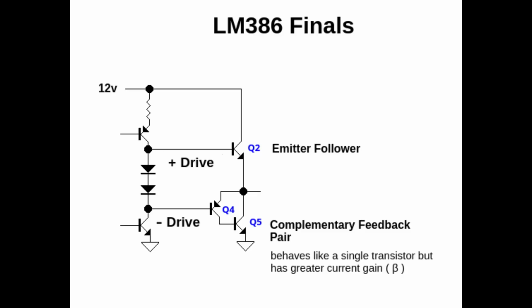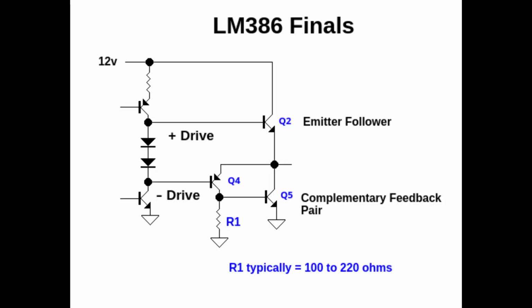This pair behaves like a single transistor but offers greater current gain. The current gain is the product of the current gains of the two transistors, and some people call this a beta multiplier effect. In some cases, for the PNP transistor slot, you might see a 100 to 220 ohm resistor shunt to ground in some single supply audio power amps. This helps the transistor switch off quicker at higher frequencies. In the LM386, they omitted this resistor.